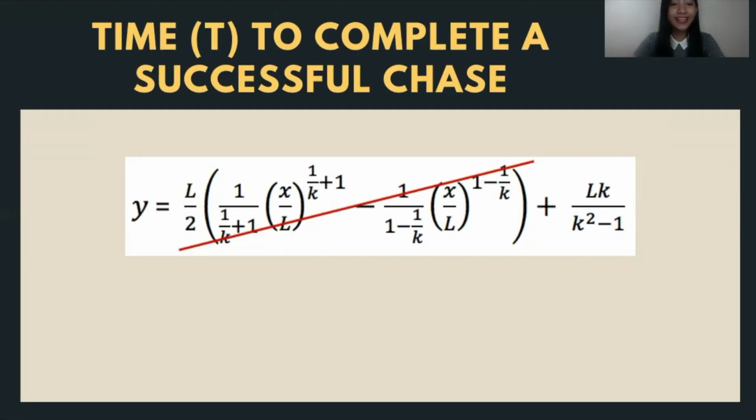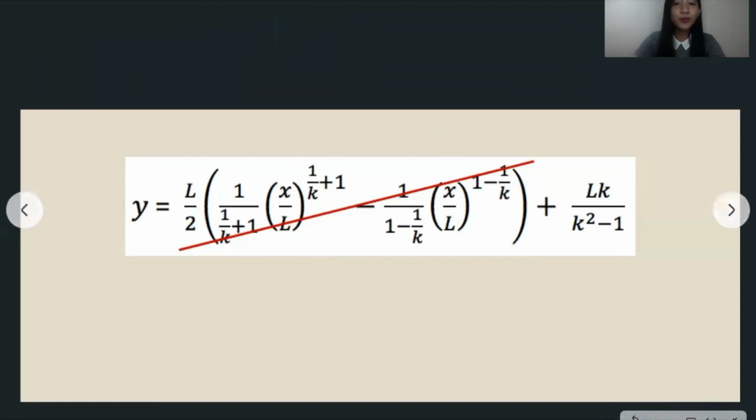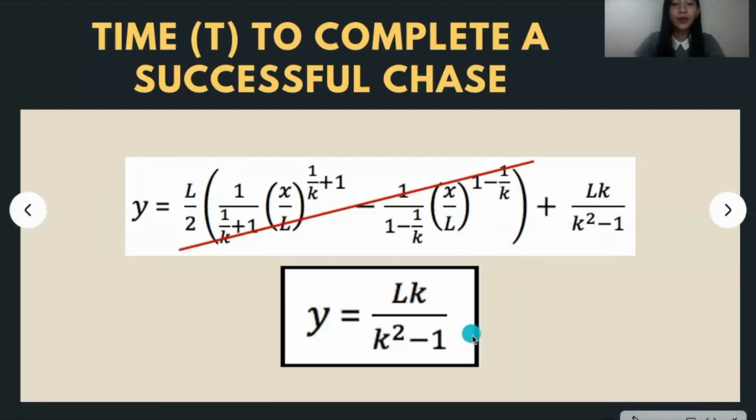For us to know the time that the cop took to catch the thief, from the equation that we have derived a while ago, which is the trajectory path of the cop, we need to make x equal to 0. So this term will be cancelled, and y will be Lk all over k squared minus 1.